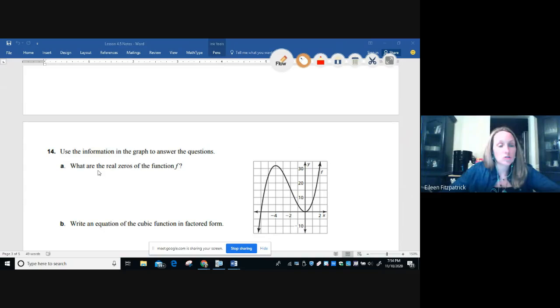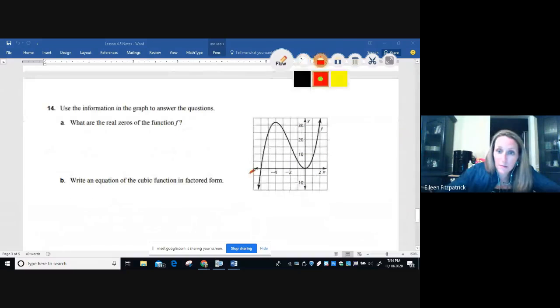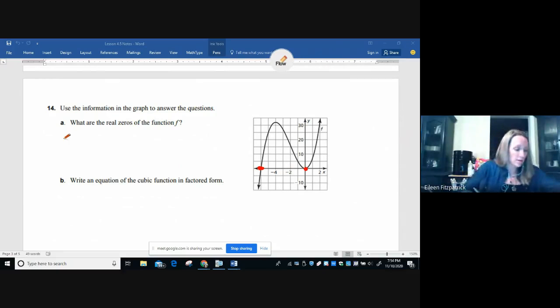All right, so use the information in the graph to answer the question. What are the real zeros of the function? Okay, so the real zeros are the x-intercepts, which are -6 and 0, right? So your x-intercepts are the real zeros, which are x equals -6 and x equals 0.